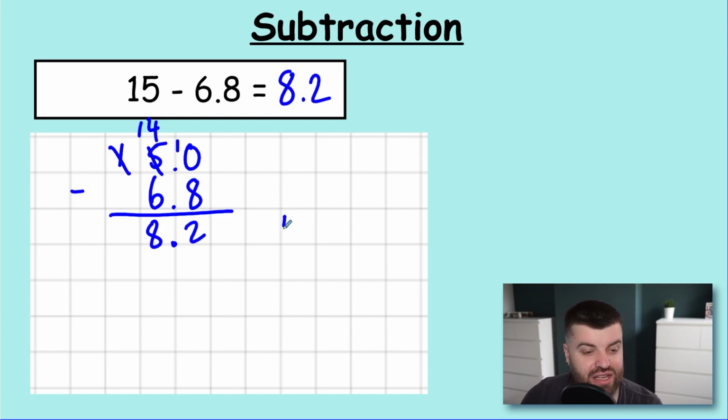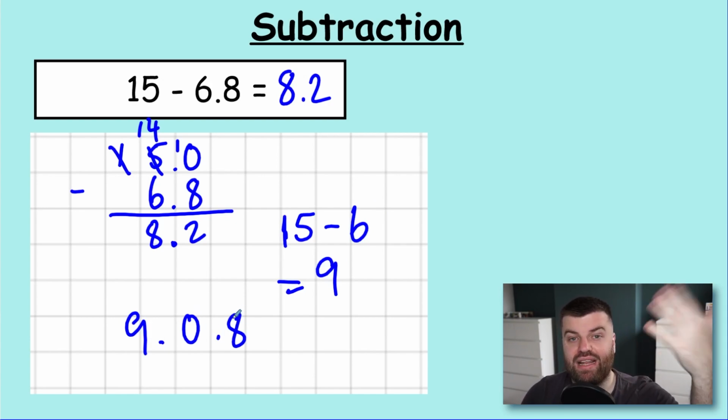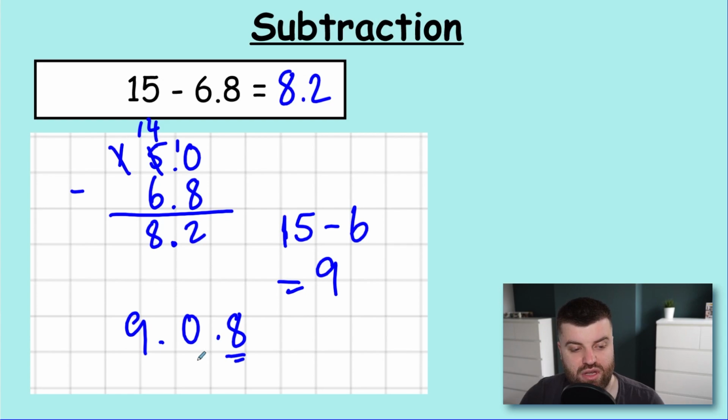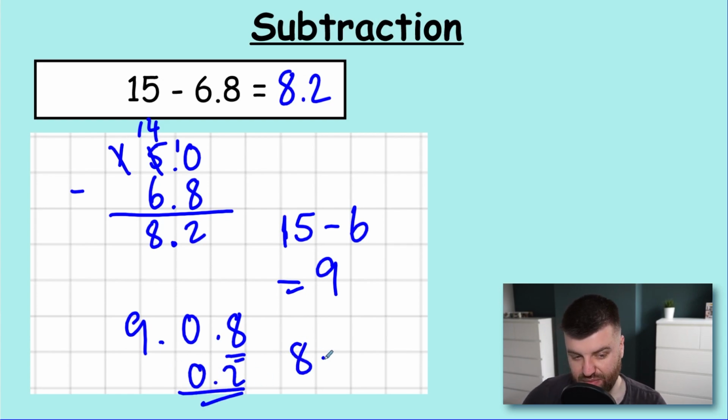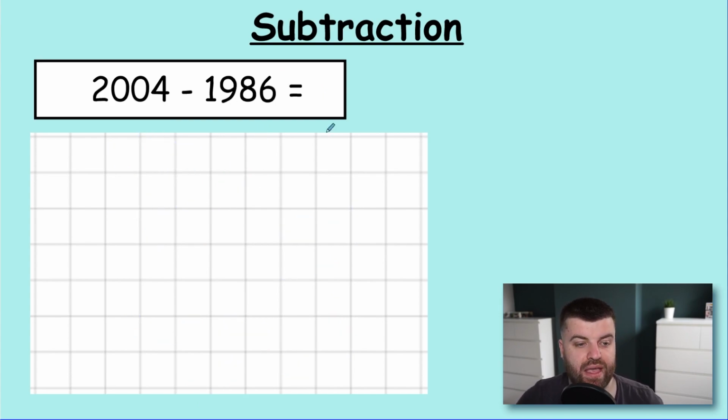Another way to do this, some people like to partition the 6.8. And they do 15 take away 6, that gives you 9. And then you've got 9 take away the 0.8. And if you're really confident with taking away less than a whole, you know that number bonds 0.8 and 0.2 make a whole, so it's going to be 8.2 as the answer. That's if you're more confident, you can do it more quickly. If you're not sure, just jot this down quickly and you'll get the answer right.